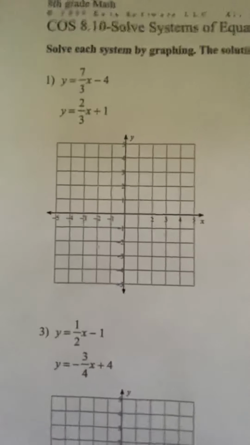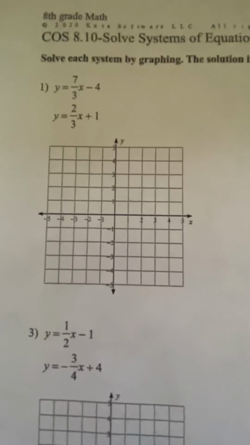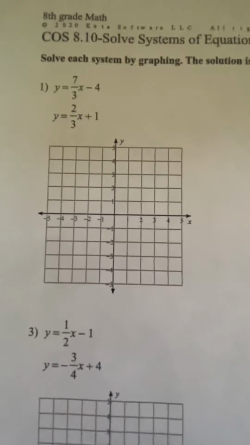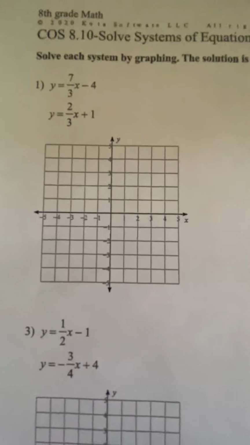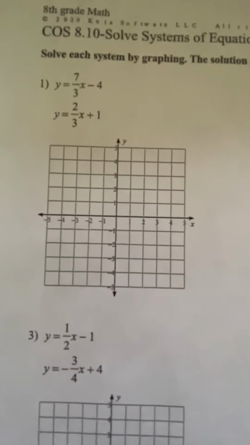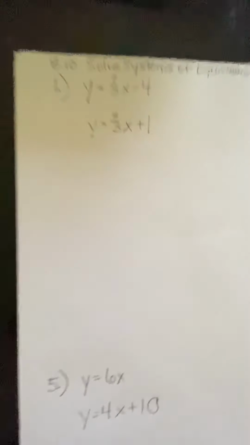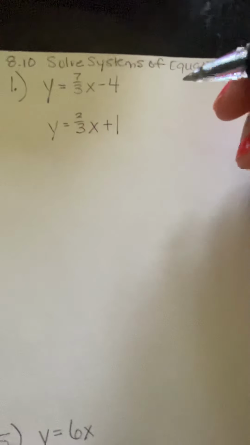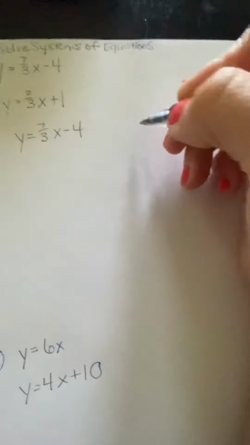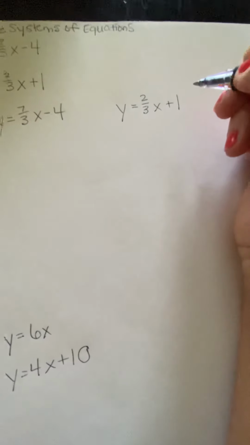Let's start with number 1. On number 1, we have y equals 7/3 x minus 4 and y equals 2/3 x plus 1. Both of these equations are in slope-intercept form, which is great because the rearranging is where it gets a little confusing, but I do believe that all of these are already rearranged for you. So let's look over here at my scrap paper. The first equation, y equals 7/3 x minus 4. And the second equation, y equals 2/3 x plus 1.